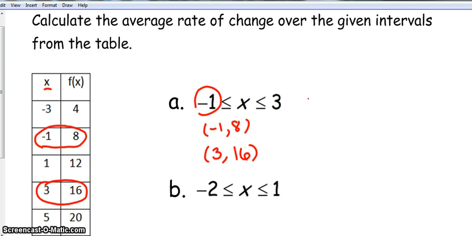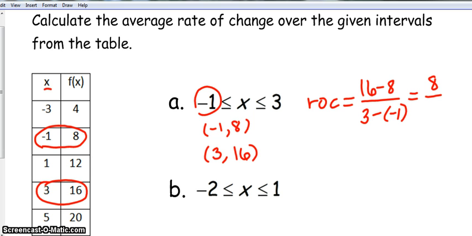And now I'm going to calculate that rate of change just like I would. You're welcome to hit pause and come back and check yourself. All right, so let's see what you did. 16 minus 8 over 3 minus -1. And so now I have 8, and then 3 plus 1 is 4, 8 divided by 4 is 2. All right, so I have that rate of change.